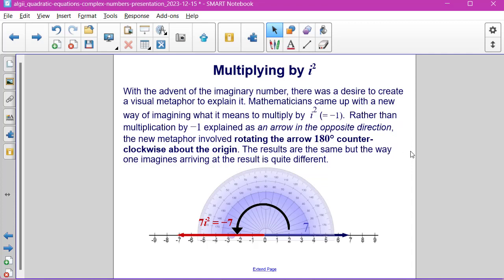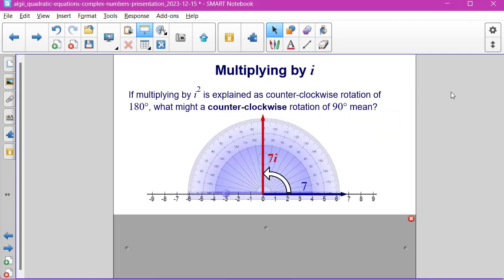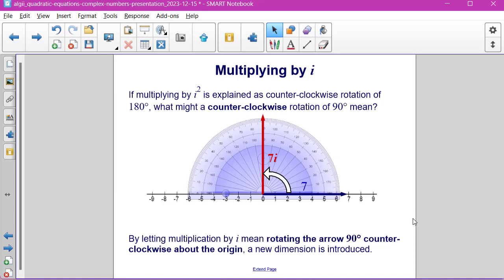The results are the same, but the way one imagines arriving at the result is slightly different. Instead of it appearing as more of a reflection across 0, it can now be seen as a 180-degree rotation about the point 0. So if multiplying by i squared is explained as a counterclockwise rotation of 180 degrees, what might a counterclockwise rotation of 90 degrees mean? Well, that's where the regular i comes in.